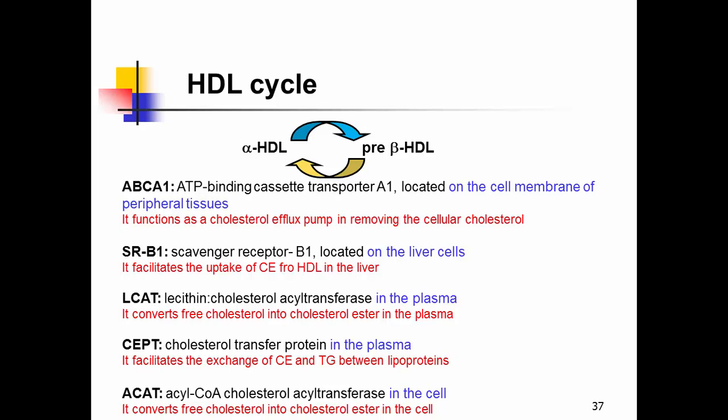The second protein is called SRB1, or scavenger receptor B1. This receptor is located on the liver cells, and its function is to facilitate the uptake of cholesterol esters from HDL in the liver.